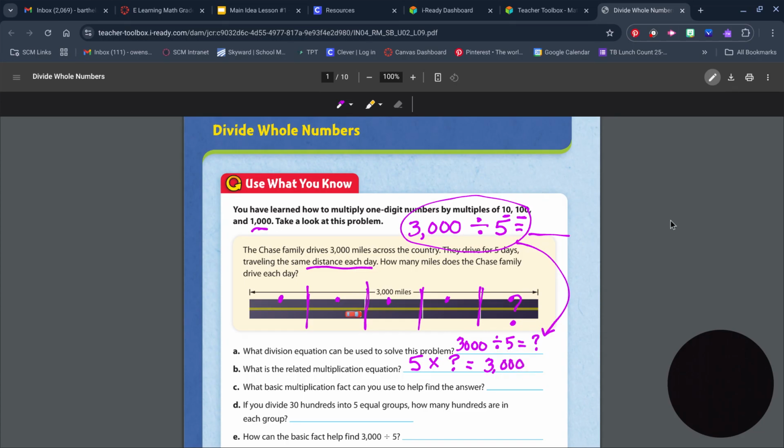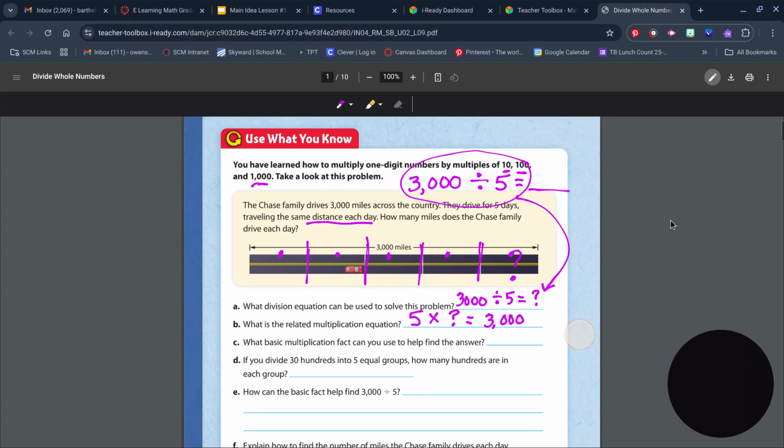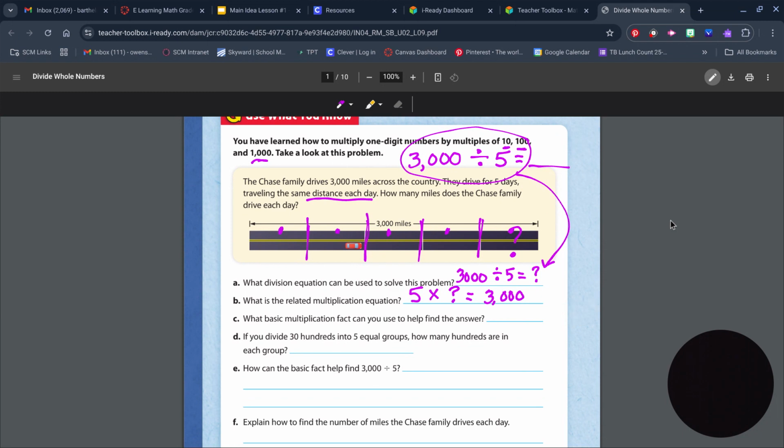Okay, so what basic multiplication fact can you use to help you find the answer? Well, hopefully when you're looking at this, you're seeing, 5?